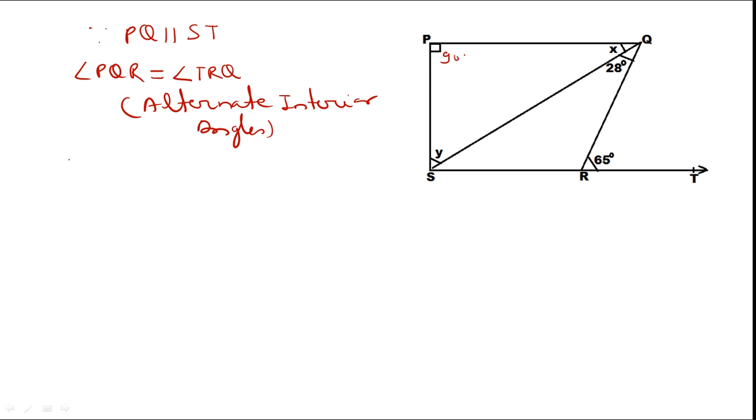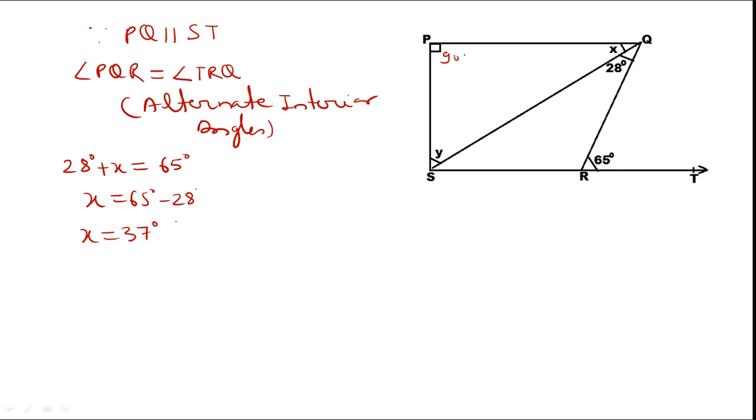Angle PQR is made of two angles, 28 degree plus x, but angle TRQ is 65 degree, nothing else. So x is equal to 65 degree minus 28 degree. So x is 37 degree. Okay, x is 37 degree. Now our job is to calculate angle y.